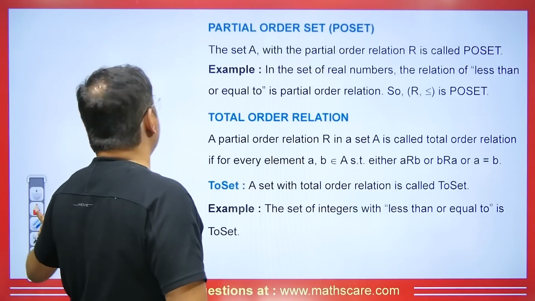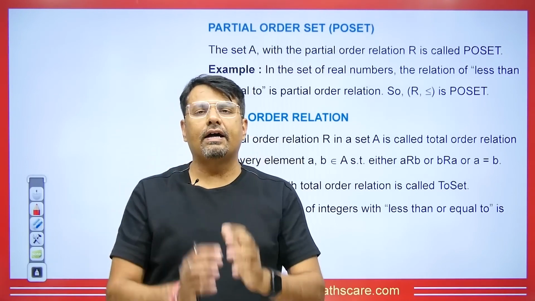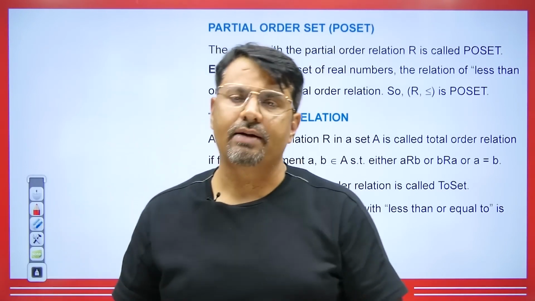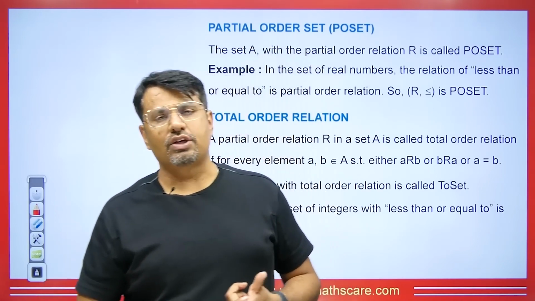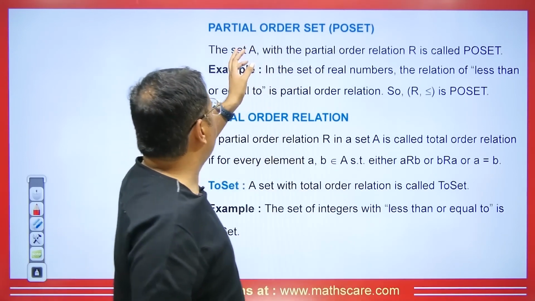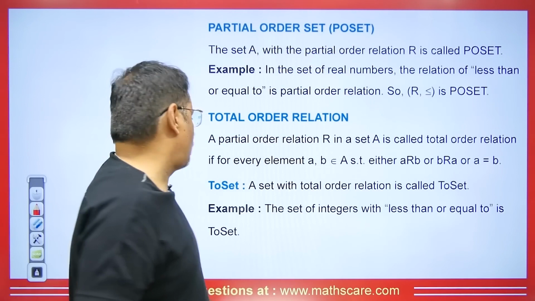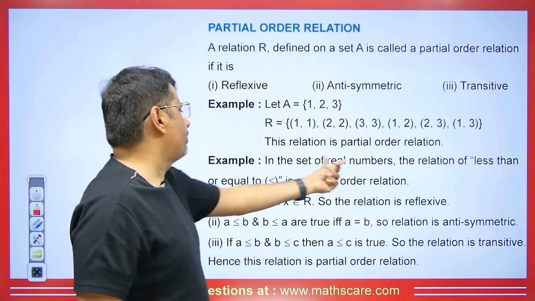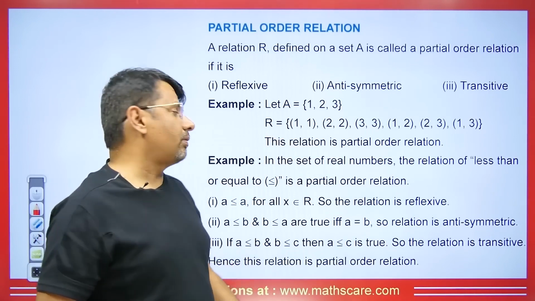Next we will talk about a partial order set, or we'll call it a POSET. Any set that satisfies the three conditions, that is reflexive, antisymmetric and transitive, is called a POSET, or a partial order set. As I told you, the set of real numbers with less than or equal to is a partial order relation, so the real numbers will be a POSET. This is very important.